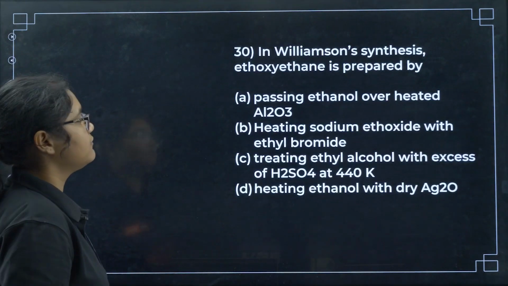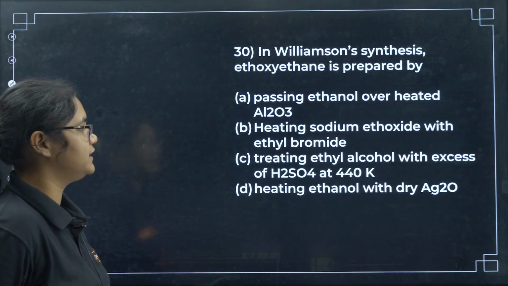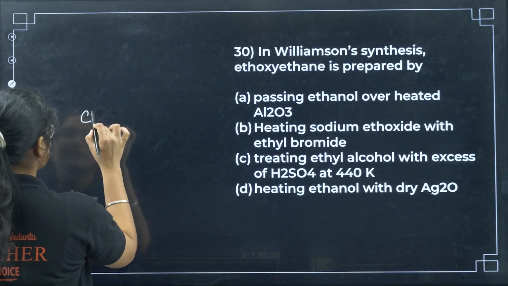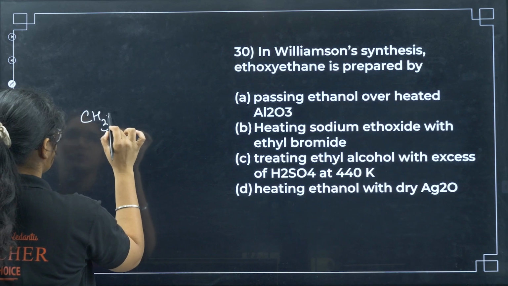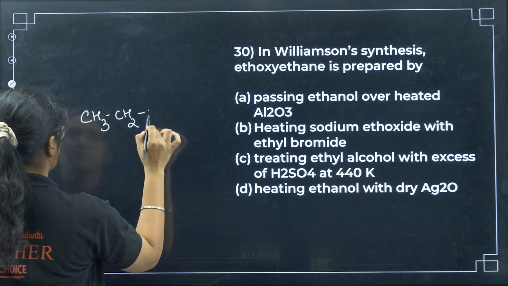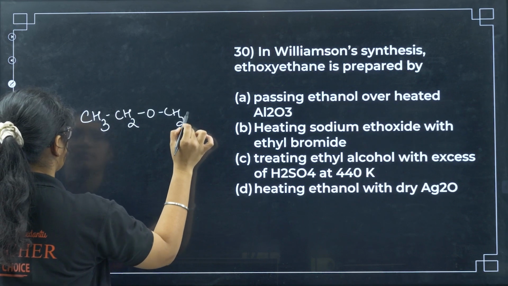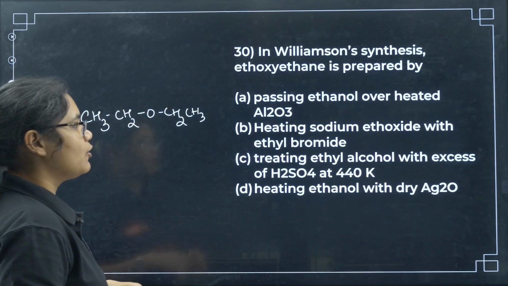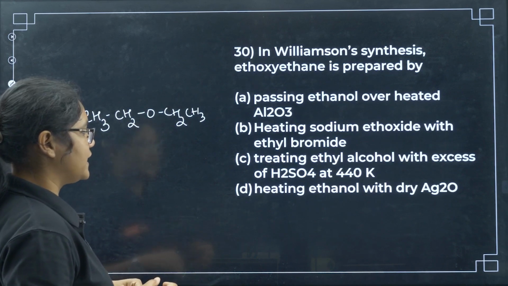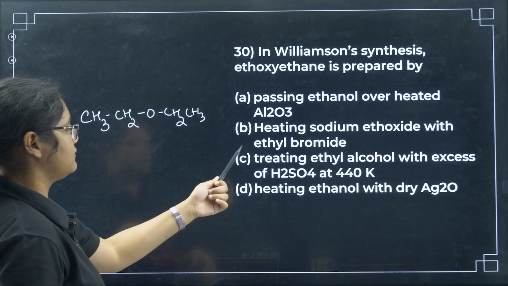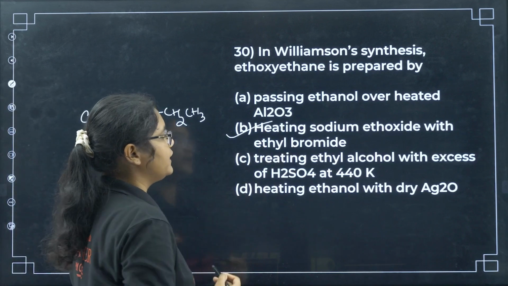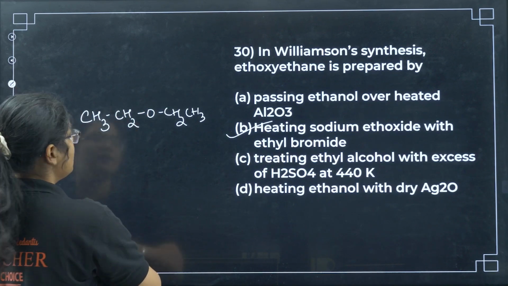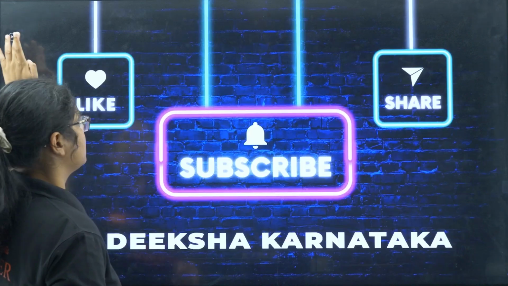Last question here, in Williamson synthesis, ethoxyethane is prepared by. So if I want to prepare ethoxyethane, okay, the options are passing ethanol over heated aluminium oxide, or heating sodium ethoxide with ethyl bromide. Yes, if you heat sodium ethoxide and ethyl bromide, you will get ethoxyethane. Answer number B here. Right.